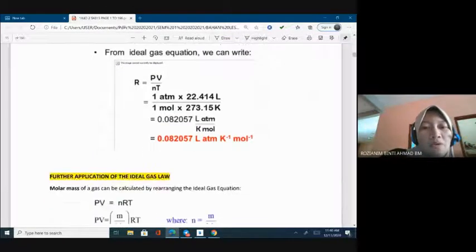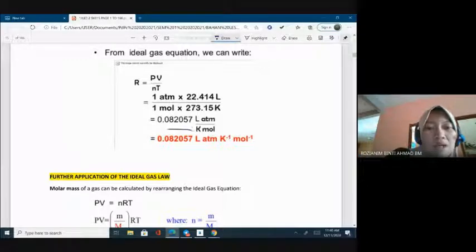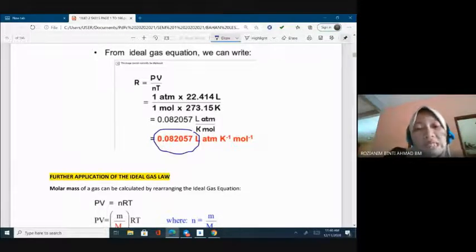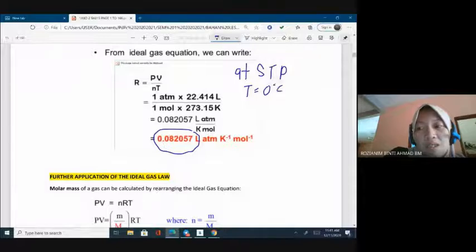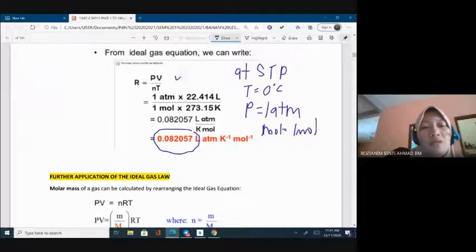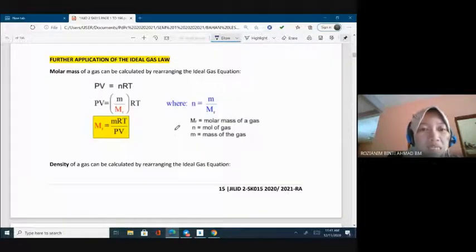So how can we get this value, 0.08206 liter atm per Kelvin per mole? At STP we have constant data: the temperature is 0 degrees Celsius, the pressure is 1 atm, and the amount is 1 mole. When we substitute into the ideal gas equation, we get the R constant value, which is 0.08206. So what is the application of this formula?